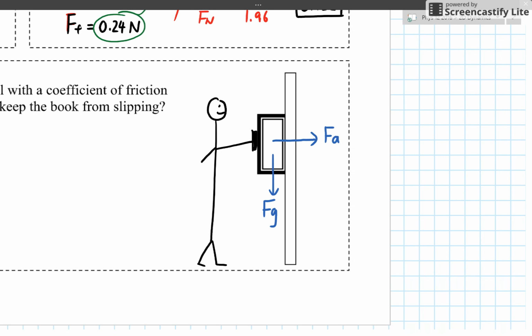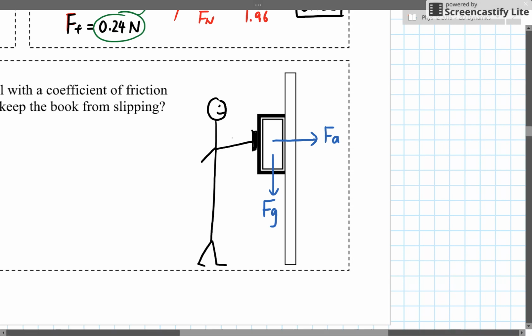Okay, so now remember, normal force is always perpendicular to the surface. Now in this case, the surface is the wall. So therefore, the normal force is perpendicular to the surface, which means it's actually pointing back at me. That is also Newton's third law, right? Action, reaction force. So the normal force is a reaction to my action, which is the push force.